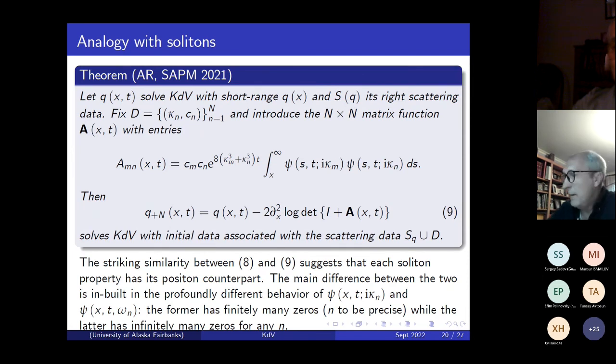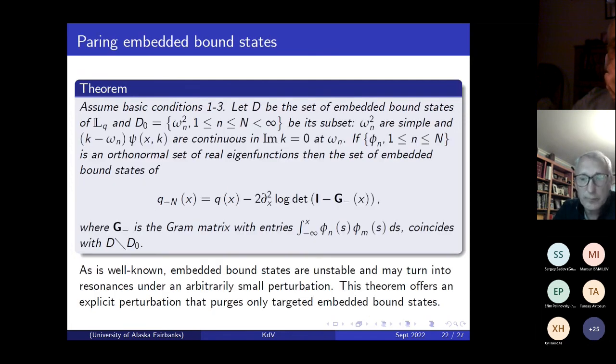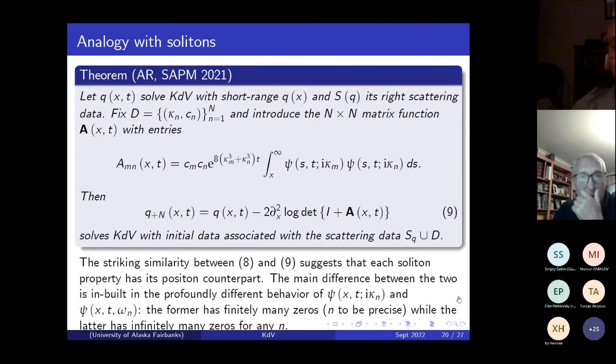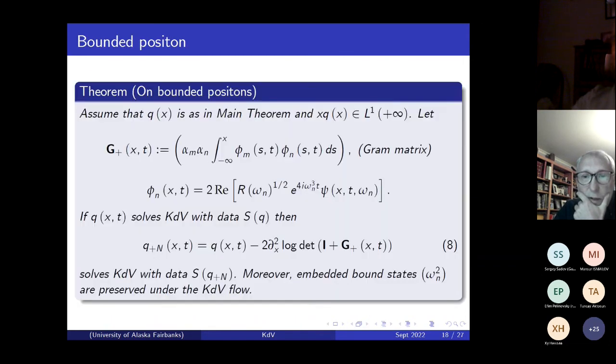And I'm running out of time, so recently, in the paper I already mentioned, which was a bridge to actually study embedded bound states, a similar formula was found, which is actually a well-known formula, but found with a different approach, for solitons. And if you look at these two formulas, you see the striking similarity between them, suggesting that bounded positons actually behave similarly to solitons, but they move in the opposite direction.